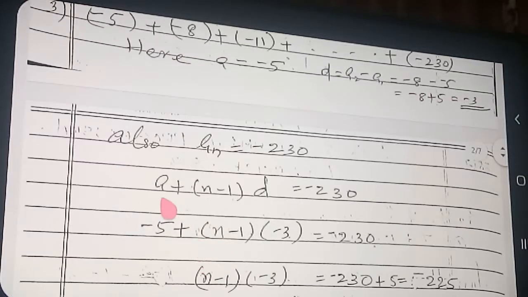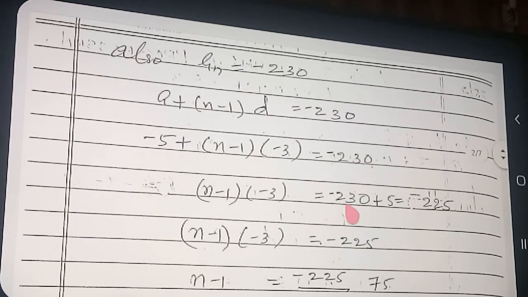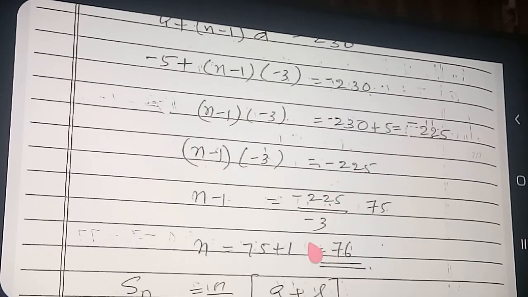So, you know the method now. Apply the formula and find the value of n. See here: minus 5 plus n minus 1 into minus 3 is equal to minus 230. Clear, the calculation you know. So this minus 5 goes to this side as plus 5. So minus 225. So n minus 1 into minus 3 is equal to minus 225. So n minus 1 is equal to minus 225 by minus 3. So what did you get? 75. So n minus 1 is equal to 75. Therefore, what is the value of n? 75 plus 1, 76.